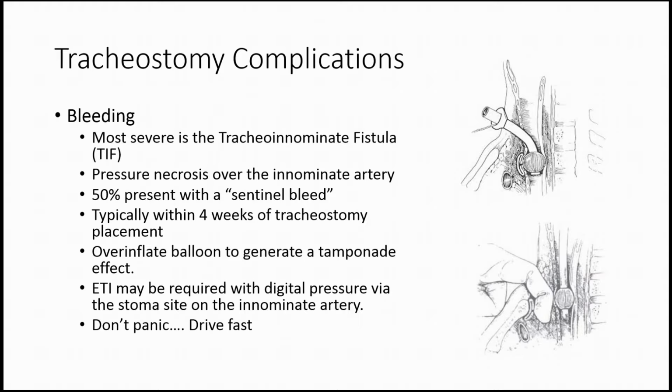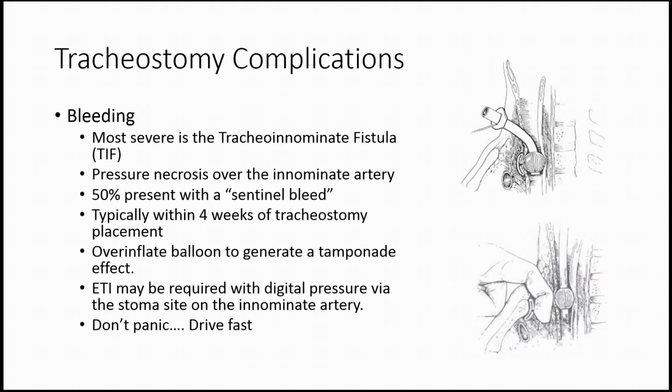Most of you will probably never, ever see it. What happens is you put in a tracheostomy, you inflate the cuff to too high of a pressure, and it creates necrosis and ischemia of the trachea and the soft tissues in between the trachea and the innominate artery that comes off of the aorta, right? And with inflammation and necrosis, you can create a fistula, and you'll have an innominate artery bleeding directly into that trachea.